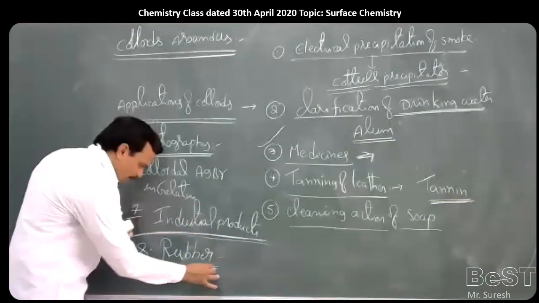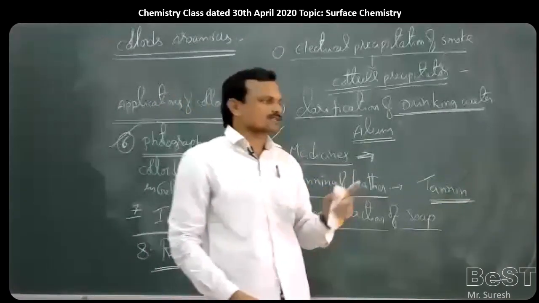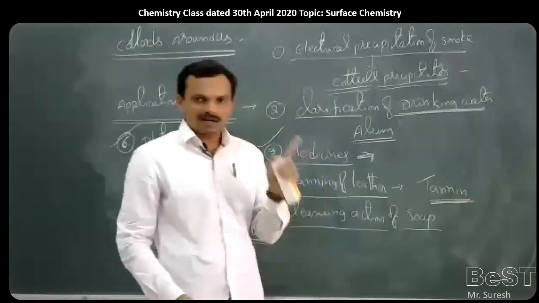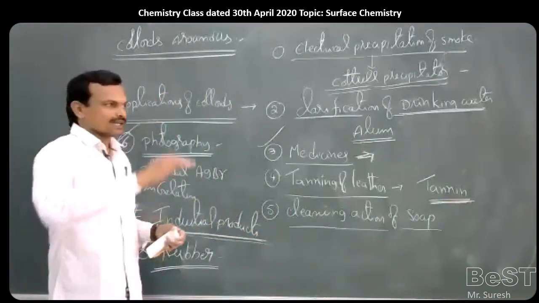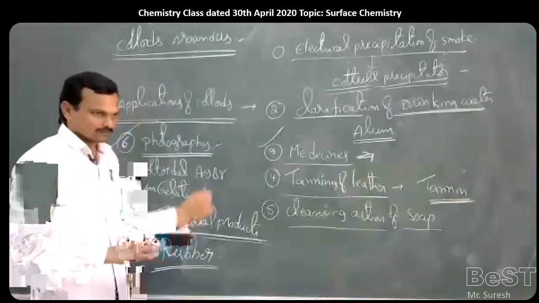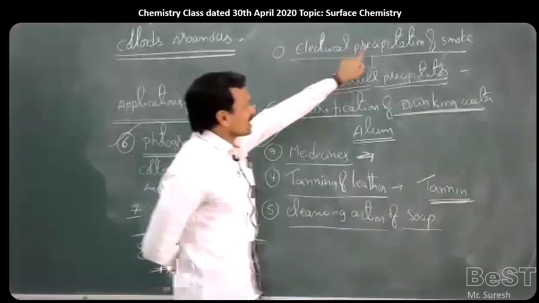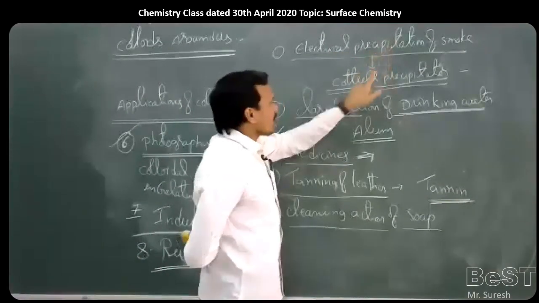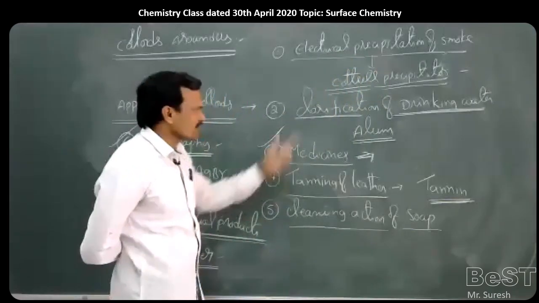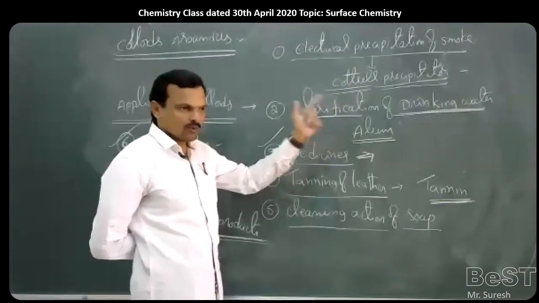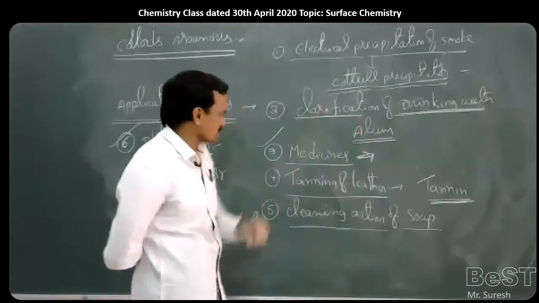So rubber is extracted as a colloidal solution of rubber particles called latex. That latex is coagulated by addition of formic acid or acetic acid and then it is hardened by adding a small amount of sulfur. So these are some applications of colloids. Once again, electrical precipitation of smoke: the Cottrell precipitator is used for precipitation of smoke and dust particles. Clarification of drinking water: water can be purified by adding a small amount of alum, which causes coagulation of dust particles.